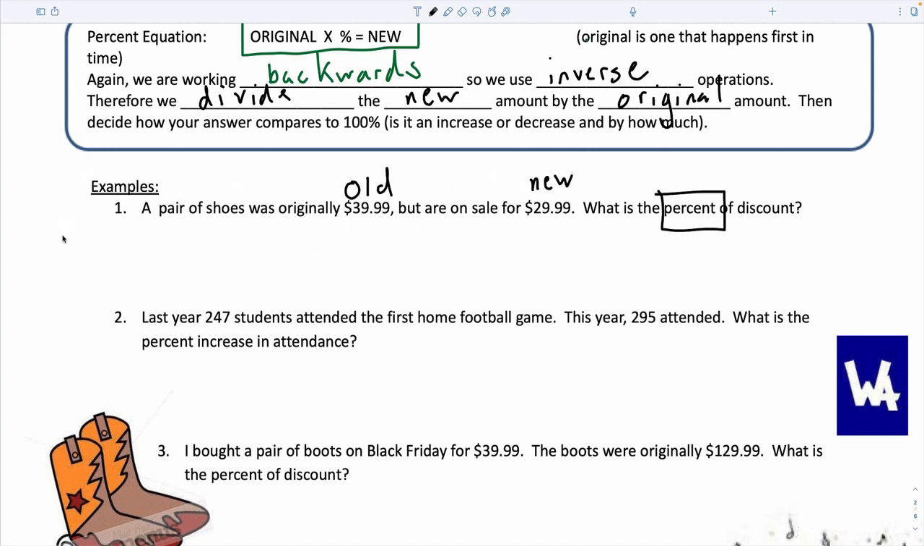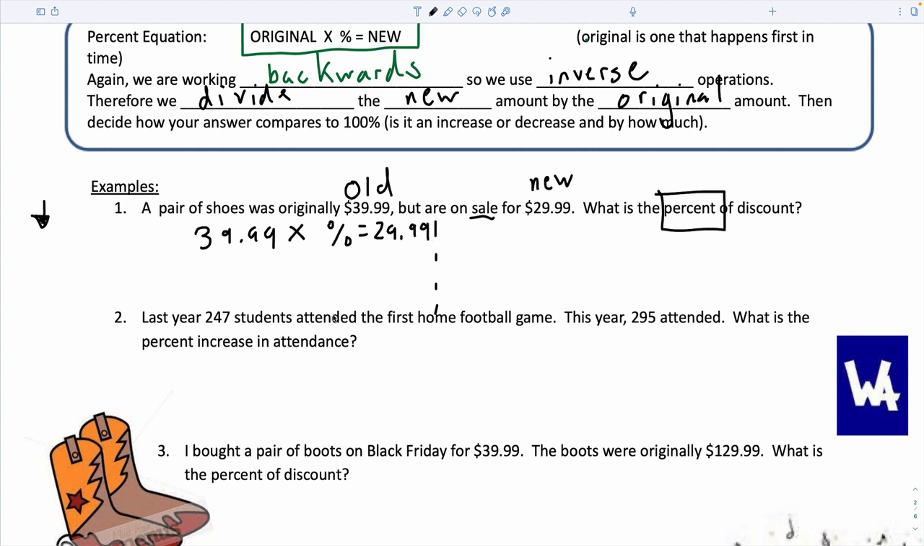Then we're going to put a markup or markdown. Since it was a sale, you're going to put an arrow going down. Here's what's happening. You have the old price, $39.99. I'm going to show you behind the scenes what's happening on the left, and then I'll show you what I want you to write on the right for every problem. If you take this old price and multiply it by some percent, you get the number $29.99.